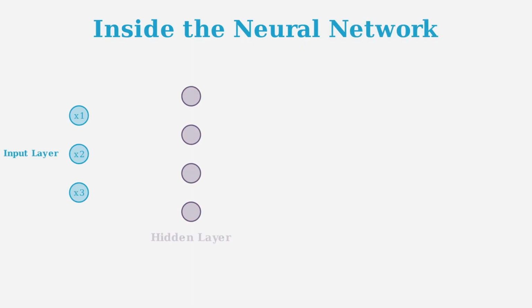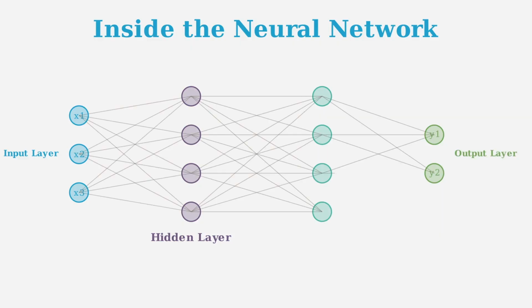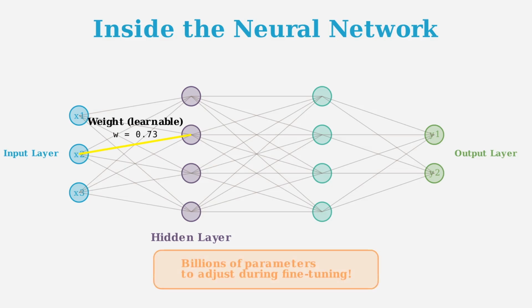Let's look inside a neural network to see what we are actually fine-tuning. A neural network consists of layers of artificial neurons. Each neuron receives inputs, performs calculations using weights and biases, and produces an output. These weights are the learnable parameters, the knobs that get adjusted during training. In a large language model, there can be billions of these parameters. During fine-tuning, we adjust these weights to make the model better at our specific task.